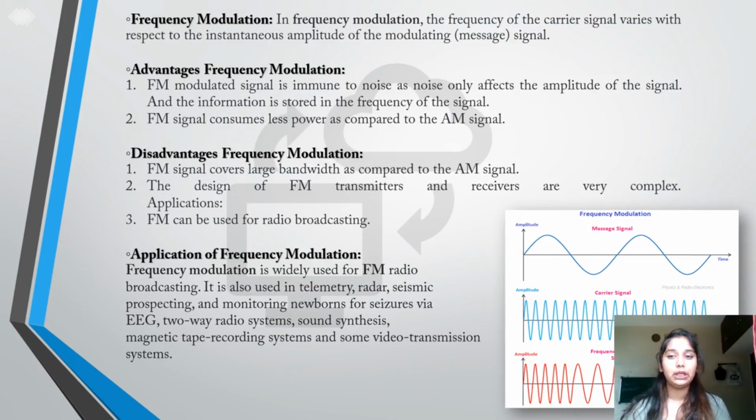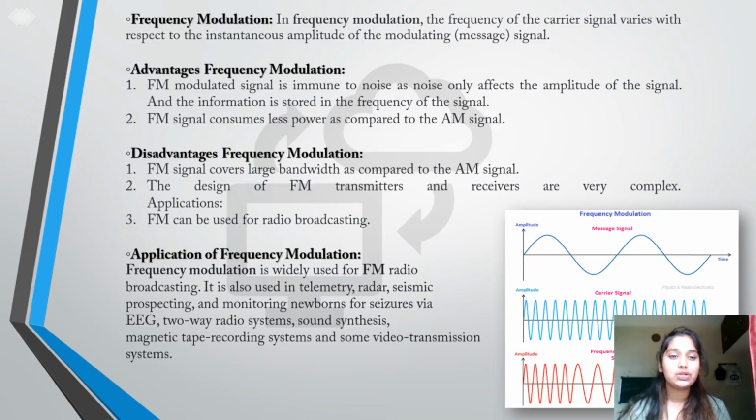What is frequency modulation? In FM, the frequency of the carrier signal varies with respect to the instantaneous amplitude of the modulating signal. Advantages of FM: FM modulated signal is immune to the noise, as noise only affects the amplitude of the signal and the information is stored as the frequency of the signal.